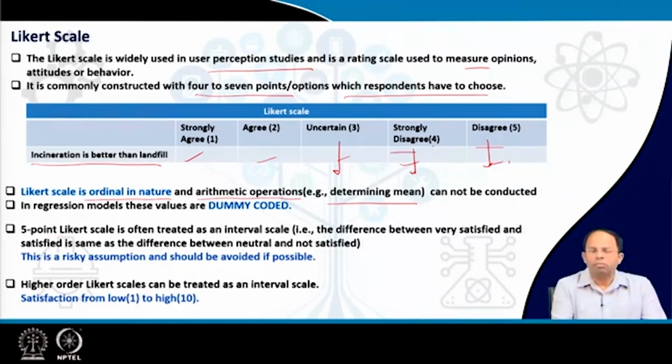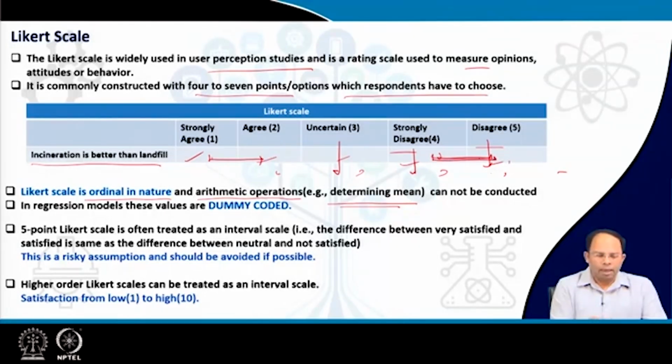But at the same time these are categorical values. Disagree is different from strongly disagree. The difference between strongly disagree and disagree is not the same as the difference between strongly agree and agree. Whenever you determine a mean, you are saying that the differences between all these are more or less the same, right? Because with 1, 2, 3, 4, 5, we divide and say the average value of opinion is this, but actually that cannot be done because the gaps between these are not the same.